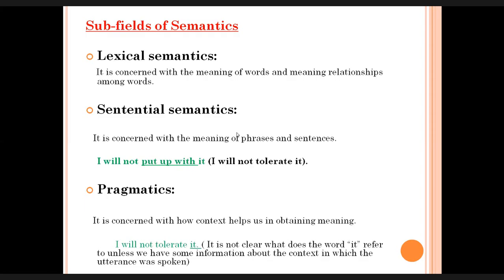We need to know the context in which this was said. That is context. So meaning also depends on context. Pragmatics is concerned with how context helps us in obtaining meaning. If you spend all day on just this sentence, I will not tolerate it, you will not find out what it refers to.